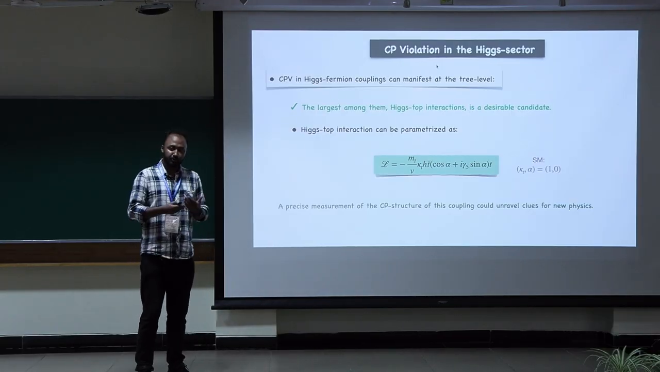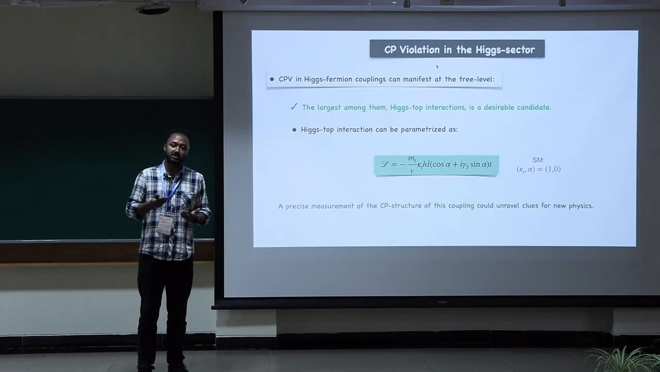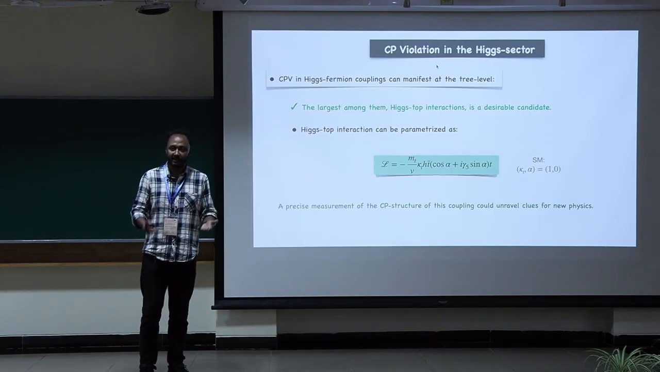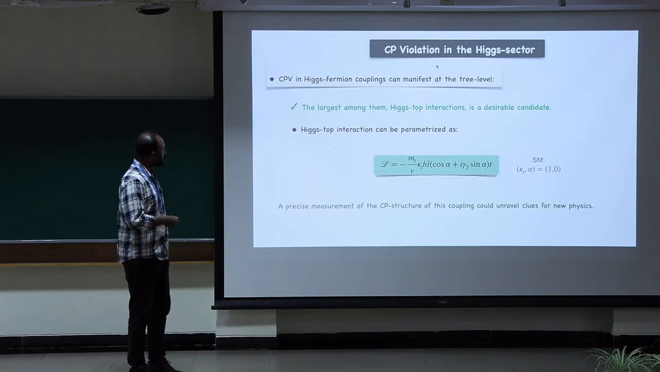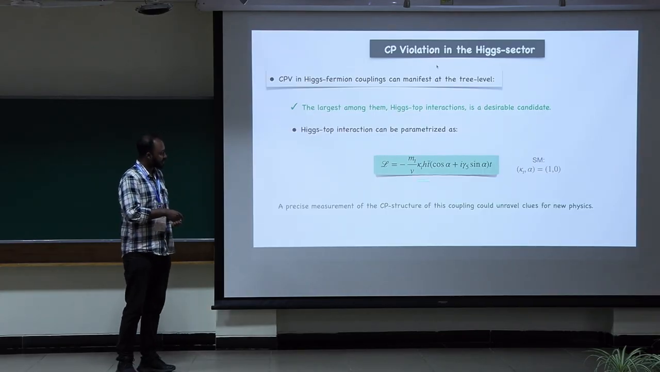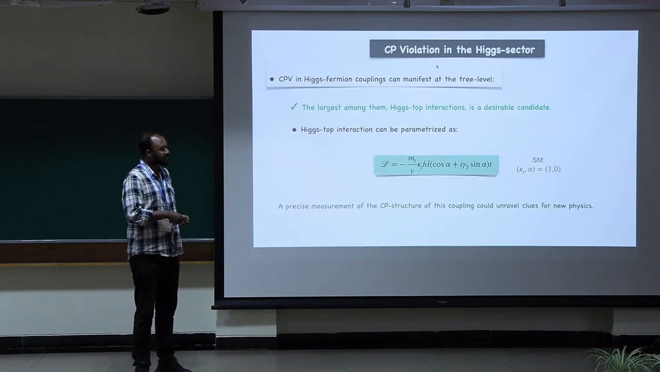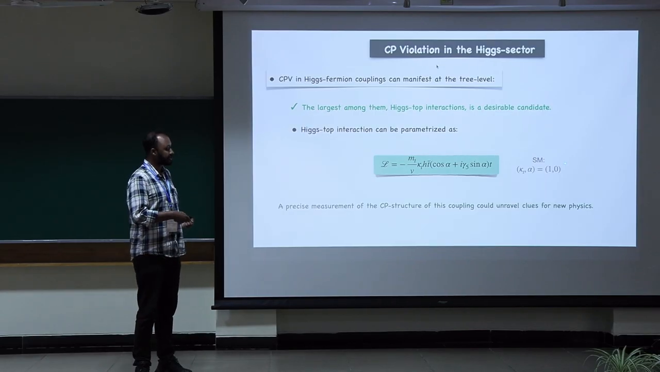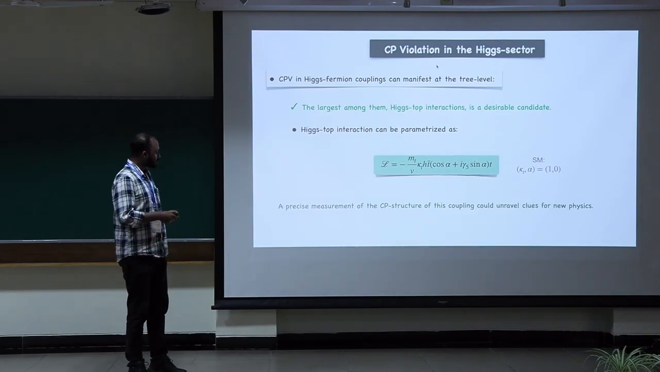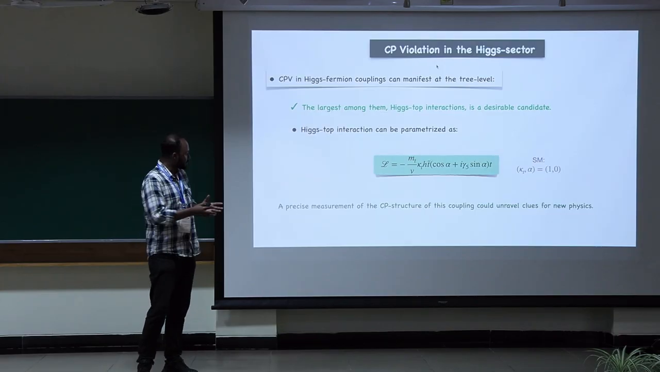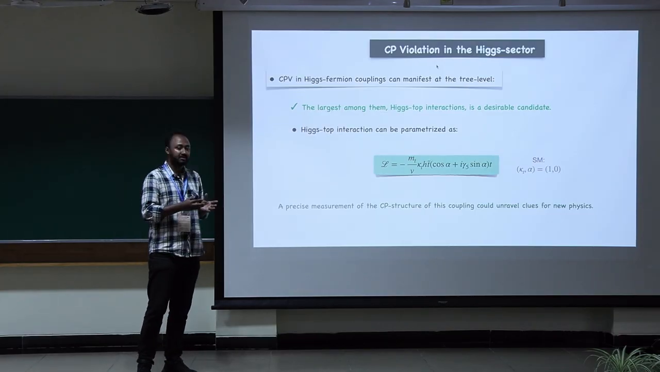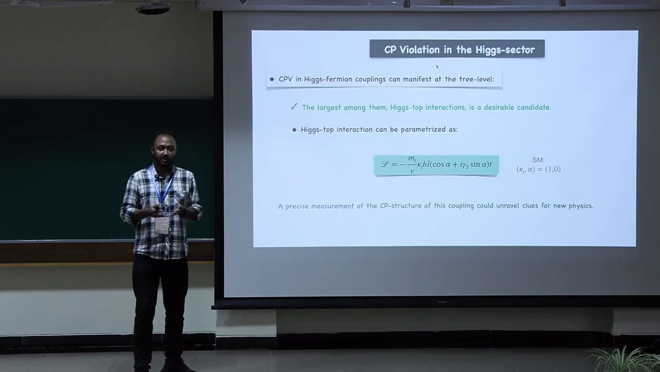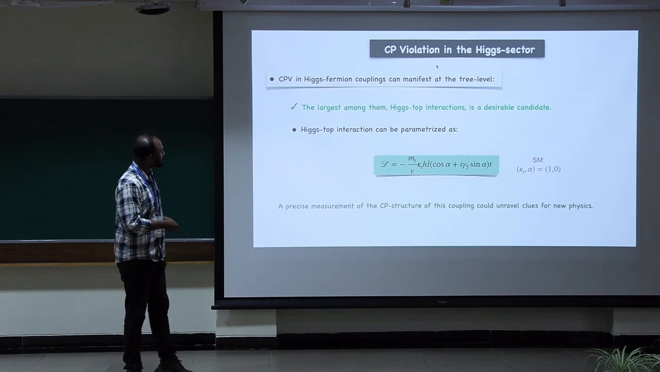And among the Higgs to fermion couplings, the largest is the Higgs-top interaction, making it a desirable candidate to perform new physics studies. Now, the Higgs-top interaction can be parameterized in this Lagrangian, where the standard model can be retrieved by setting kappa t to 1 and alpha to 0. So the question is, a precise measurement of this CP structure could, in principle, help in unraveling the clues for new physics, which we target in our work.